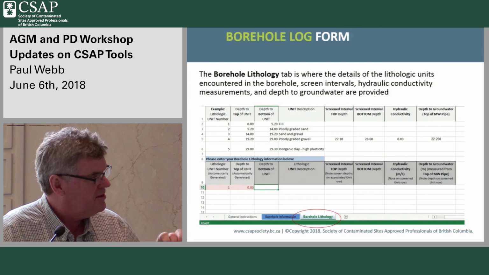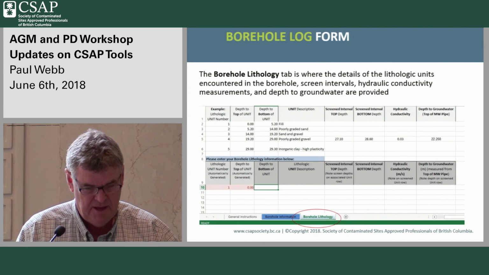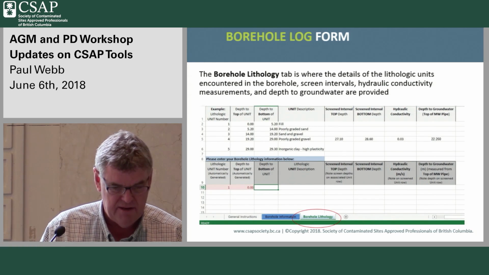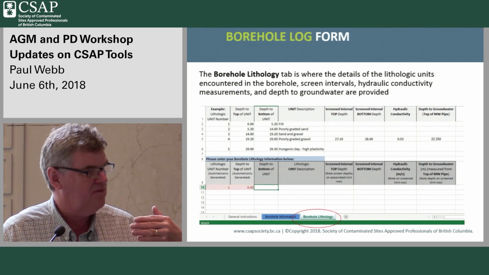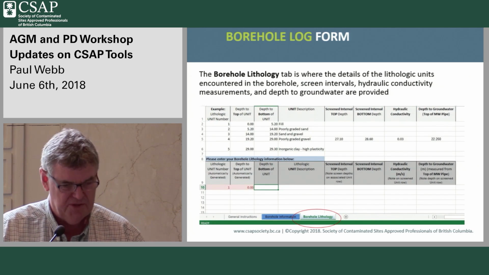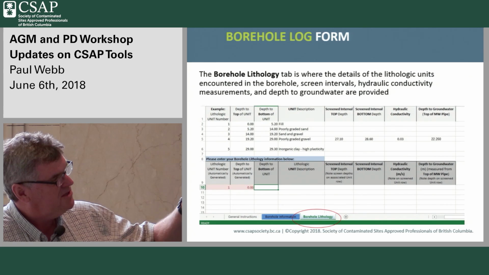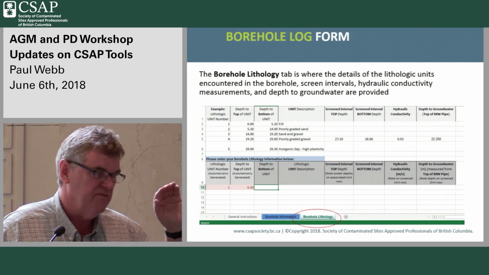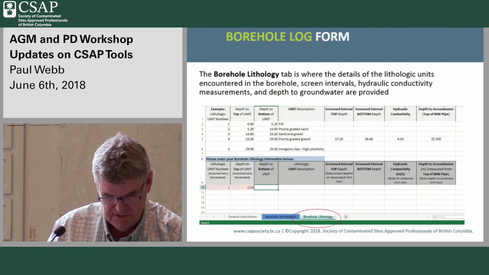This one is a little bit harder to fill in. I've made it so that the unit number is automatically generated and the top of the unit is automatically generated. So all you need to do is put in the bottom depth of the first unit, give your description, and then, as they want us to do, put the screen interval on the same line as the unit. So that's one aspect of that I'll just note.